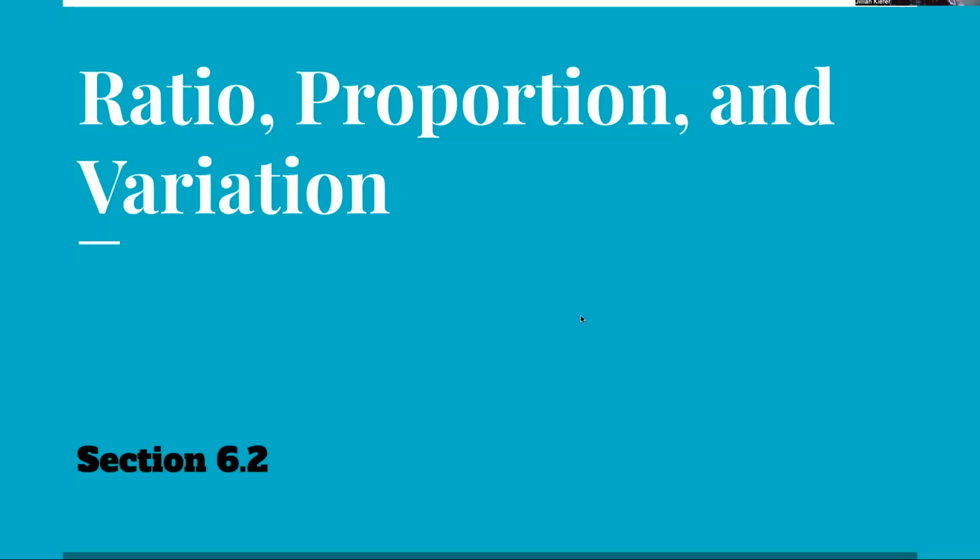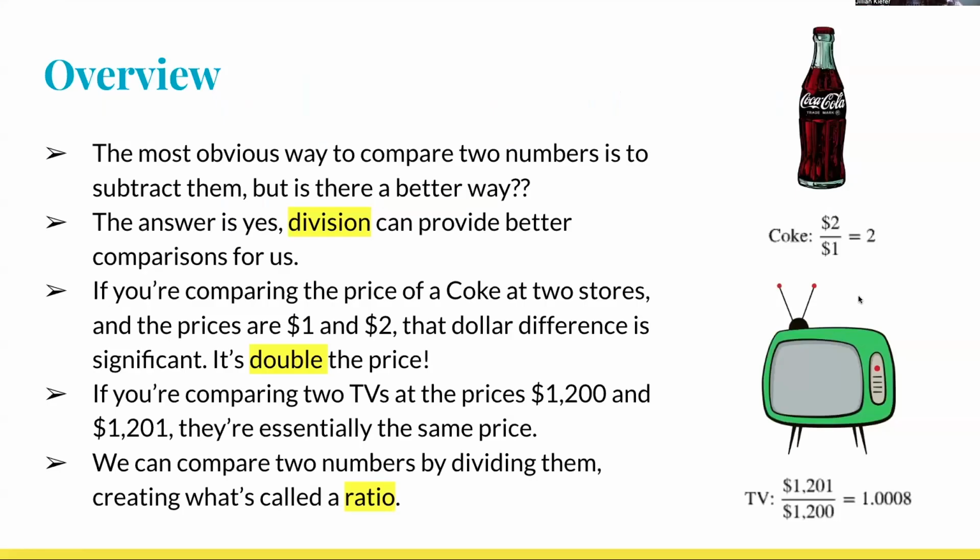Hello, everyone. We're going to go ahead and do section 6.2, which is on ratio, proportion, and variation. As an overview, we say the most obvious way to compare two numbers is to subtract them, but is there a better way? The answer is yes. Division can provide better comparisons for us to use.